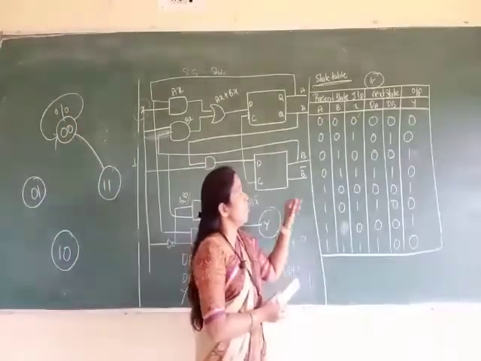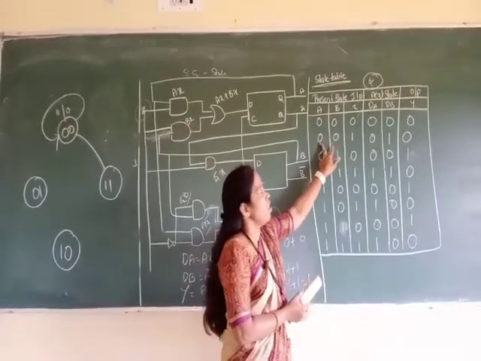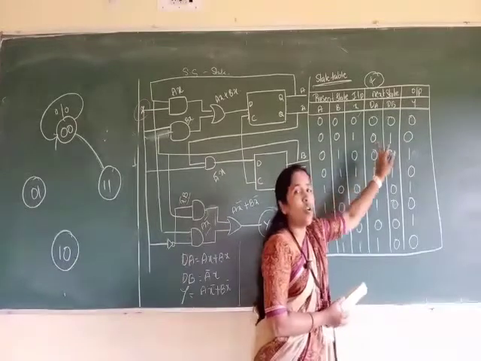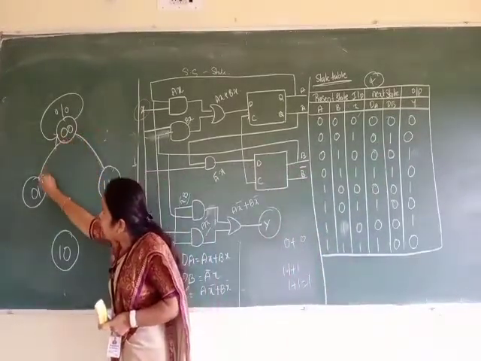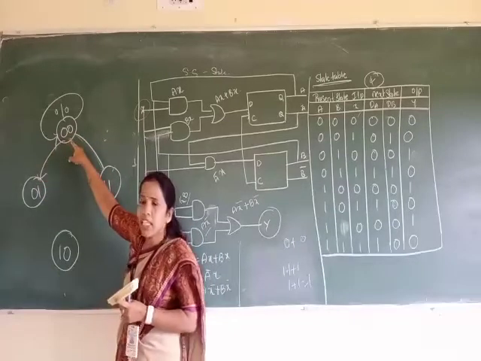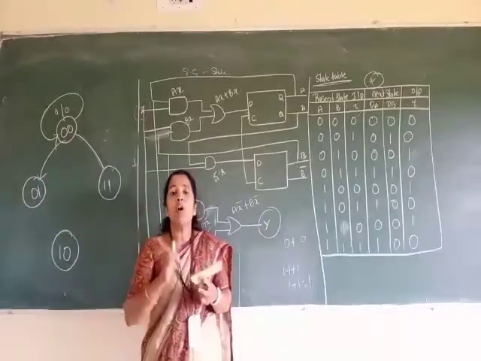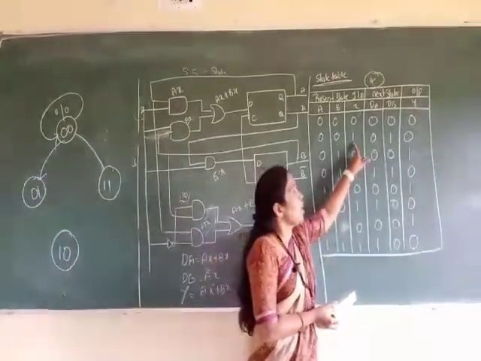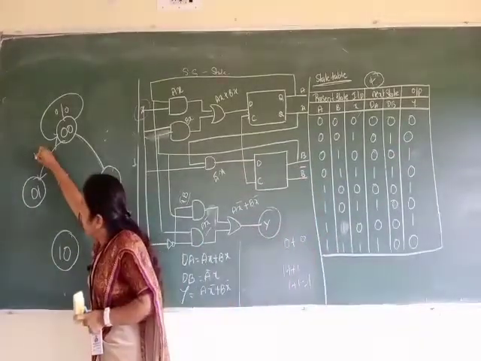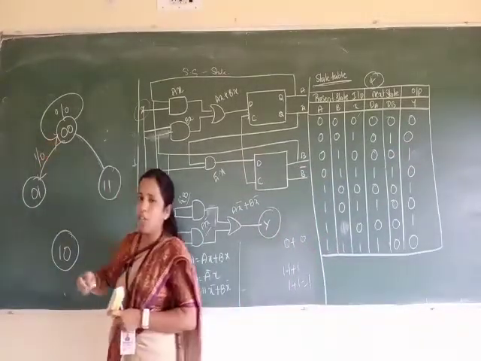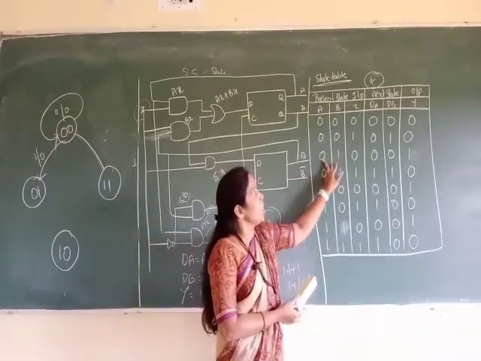Now the second case: AB is 0,0 again, and the next state is 0,1. So 0,0 is moving to 0,1. At that time, the x value is 1 and the y value is 0. Then in that case, here I will write the label 1/0.